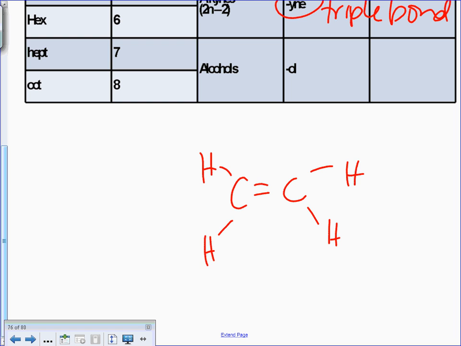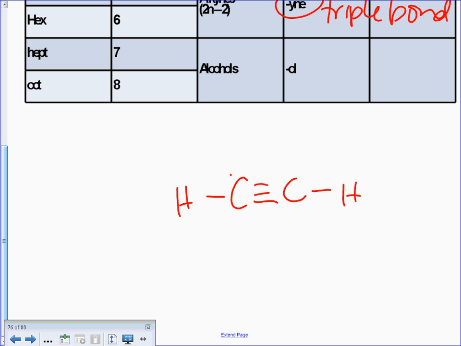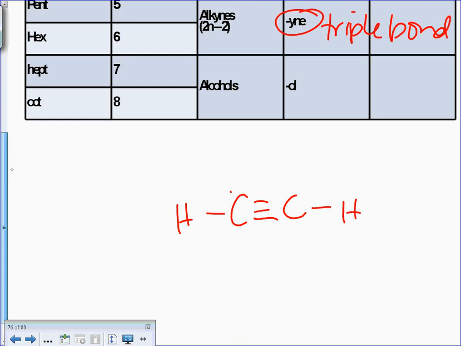Draw C2H2. What's it going to look like? What's in the middle? A triple bond. And what's on each side? A hydrogen on each side to give us a net of 2. C2H2. So it looks like that. Cool with that? It's just a little different. I mean, it is a totally new classification of chemistry, let's be honest. There are majors in just organic chemistry, but this is the basics of it, okay?